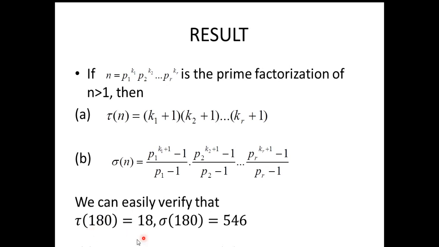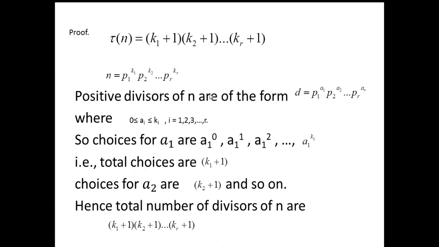We can easily verify that tau 180 is 18 and sigma 180 is equal to 1246. Let us try to prove this result. So n is equal to this, which is given to us. Positive divisors of n are of this form. By the previous theorem we already know this result.